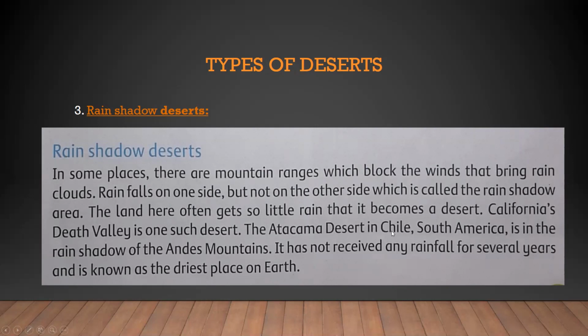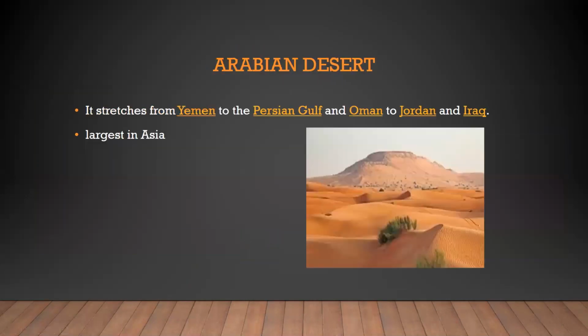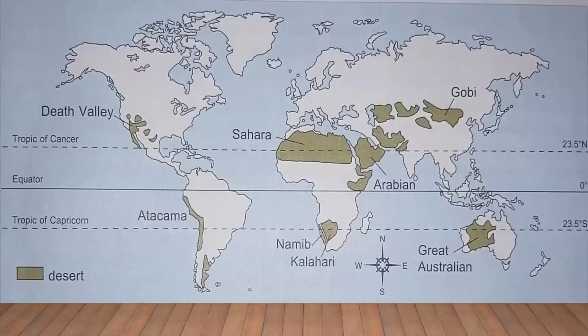The Atacama Desert in Chile, South America, is in the rain shadow of the Andes Mountains. It has not received any rainfall for several years and is known as the driest place on the earth. Okay, the examples of these rain shadow deserts are Death Valley in California, and the second is Atacama Desert in Chile. You can see over there that Death Valley is in the northern hemisphere and Atacama is over there in the southern hemisphere.